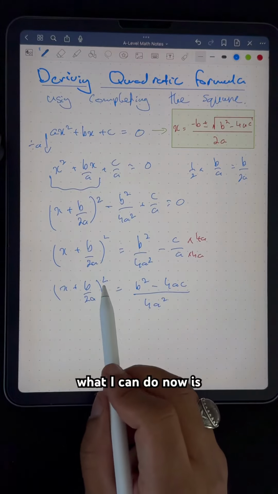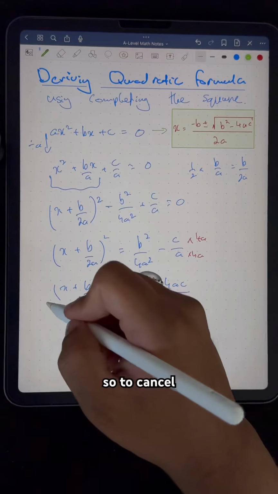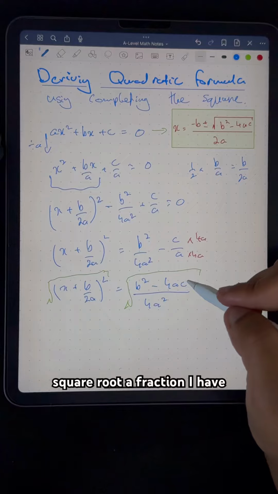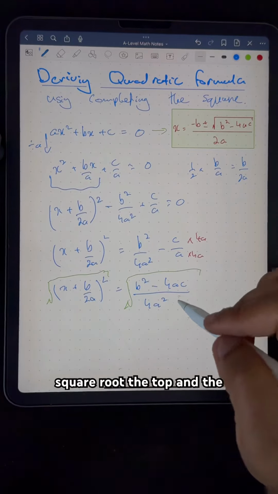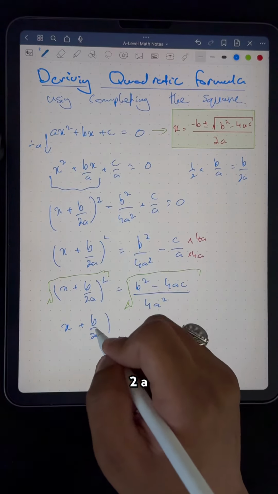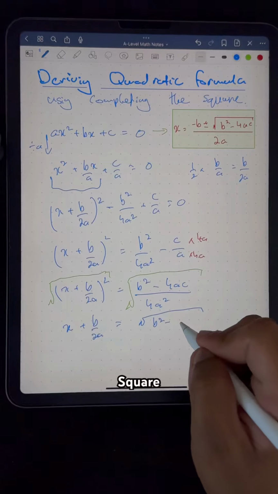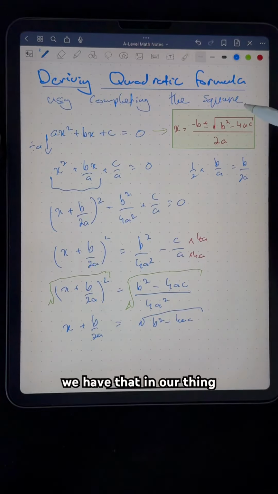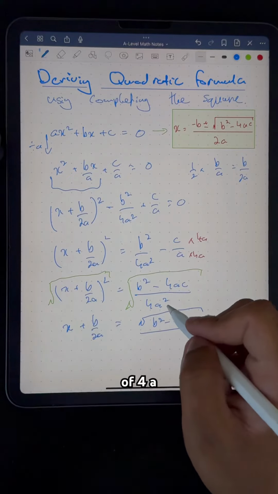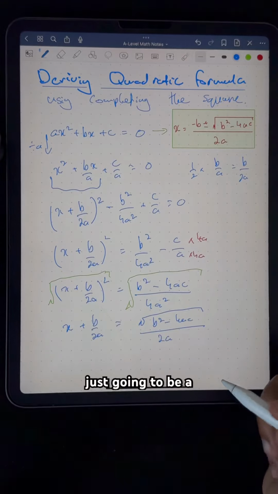Because this whole thing is being squared, I can square root everything on the right hand side. To cancel that square, I'm going to square root this, and I'm going to square root all of that. When I square root a fraction, I have to square root the top and the denominator. So this is just going to be x plus b over 2a, and that is equal to the square root of b squared minus 4ac. When I do the square root of 4a squared, that is the square root of 4, which is 2, and the square root of a squared is just a.